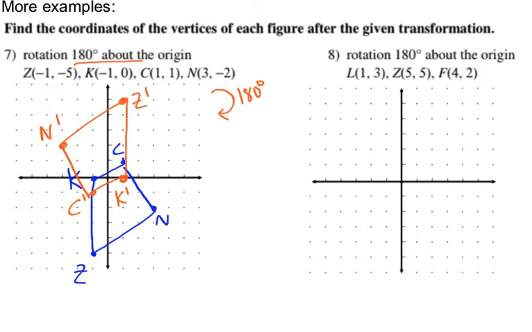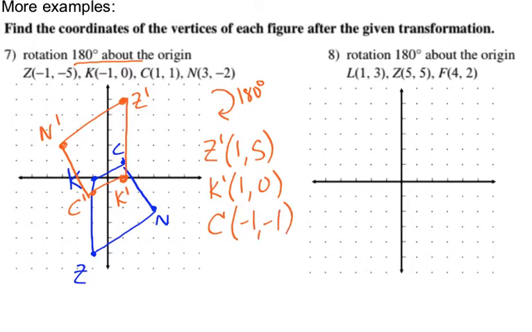And it says to find the coordinates of the vertices. So these coordinates are Z prime is at 1, 5. Actually, the coordinates are easier to find than drawing the picture. Because with a 180 degree rotation, you just change the signs. K prime goes from negative 1, 0 to 1, 0. That's where I ended up drawing it. C prime, 1, 1 to negative 1, negative 1. And N prime is from 3, negative 2 to negative 3, 2.